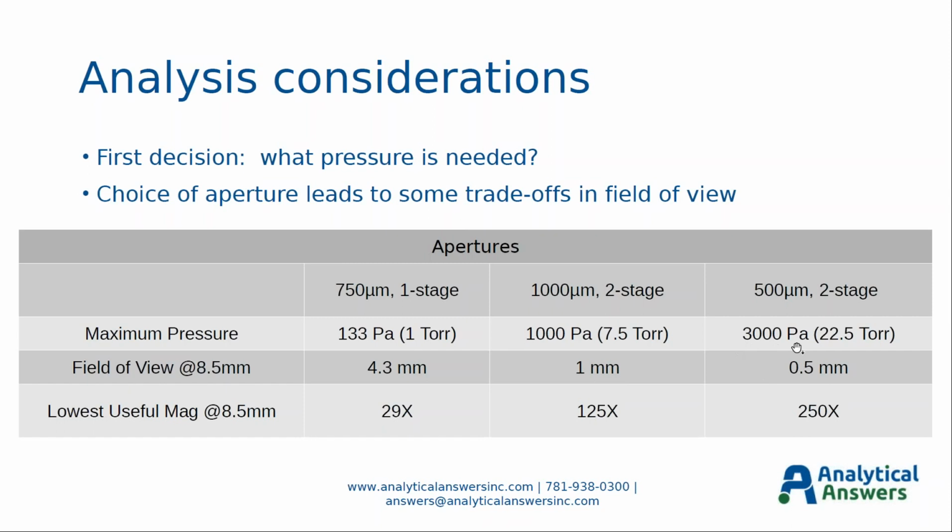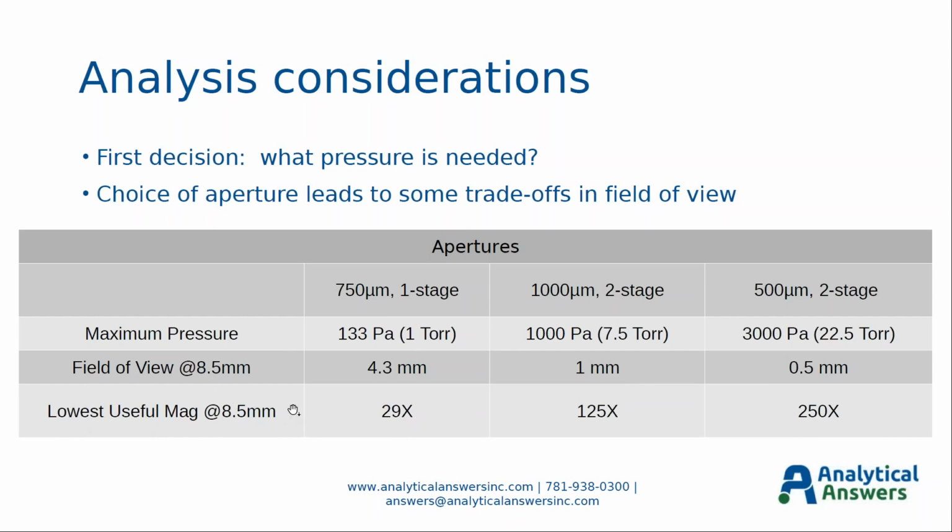Similarly, if you need to go up to 3,000 pascals or 22.5 torr, then you install a smaller aperture, and that limits your field of view to 0.5 millimeter or 250x for having no obstruction in the corners of your image. If you only need to go to low pressures, you can still maintain a very wide field of view. And all these numbers I've quoted are for a short working distance of 8.5 millimeters.